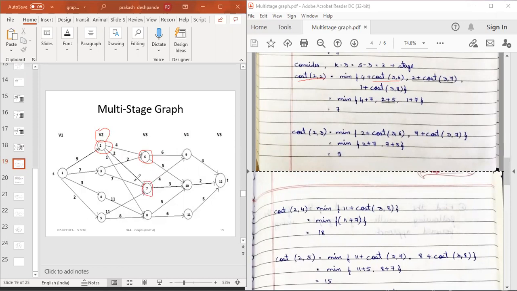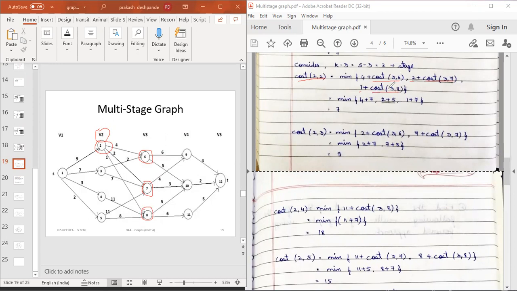So cost of this will be what? 2. That 2 is nothing but the edge cost between 2 and 7, which is 2, plus cost of this 7, that is cost of 3 comma 7, comma, the third path is through the vertex 8. So this will be the edge cost, that is 1. So 1 plus cost of 3 comma 8, that is third stage vertex number 8.